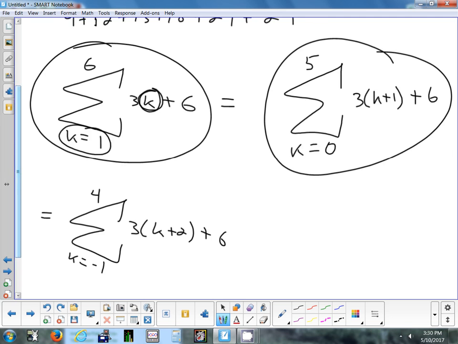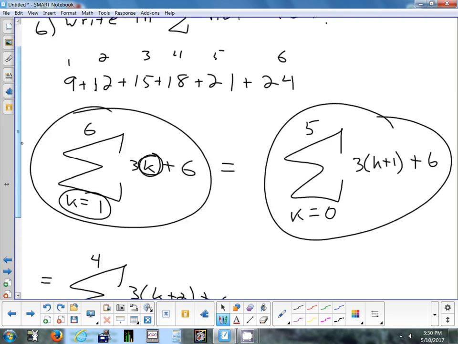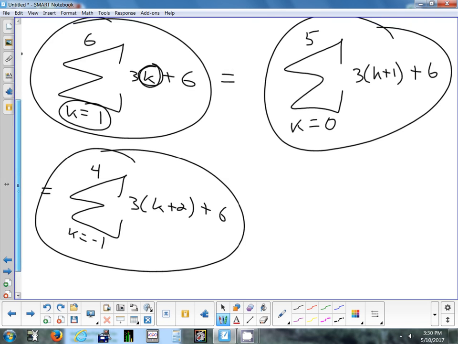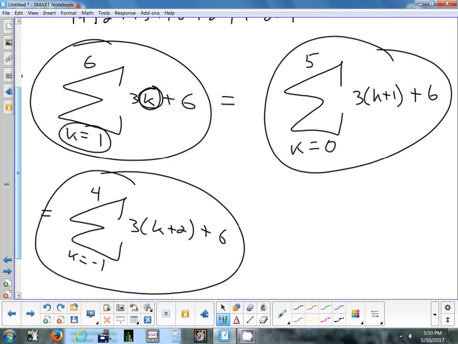Now watch what happens if you plug in negative 1. What's negative 1 plus 2? 1. And 1 times 3? 3. And 3 plus 6. Yeah, there's your first term. So once you make one thing smaller, you have to make the other thing bigger. You've got to just keep it balanced. If you make the numbers on the sigma smaller, you've got to adjust the number on the k to be bigger. Okay. All 3 of those are exactly the same.